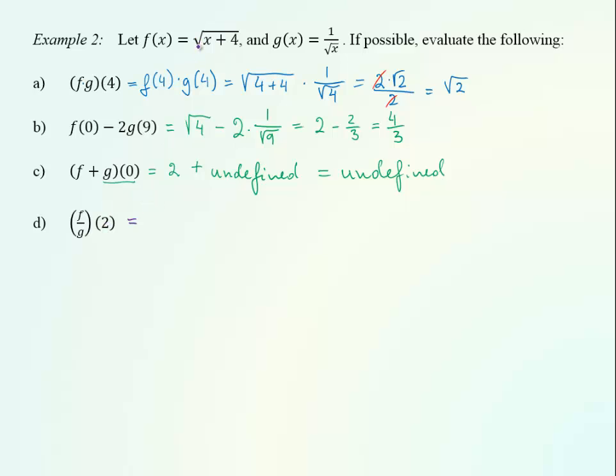So f of 2 is root of 2 plus 4, which is 6. G of 2 is 1 over root 2. So we can simplify this by changing division into multiplication by the reciprocal, which is root 2 over 1. So it's just root 2. And then under the root we really have 12, so we can pull out the 2 and root 3 stays under.